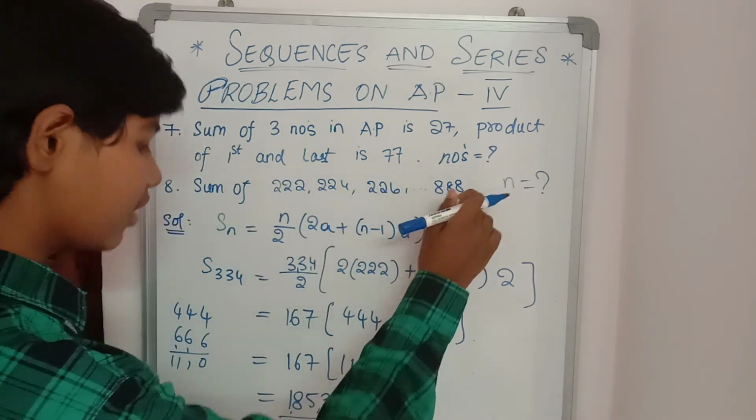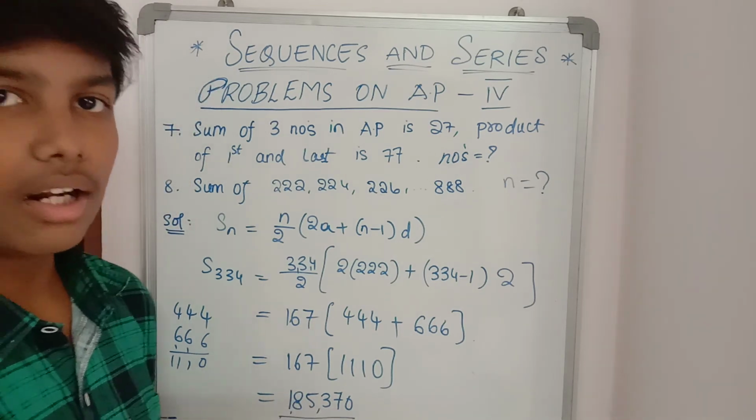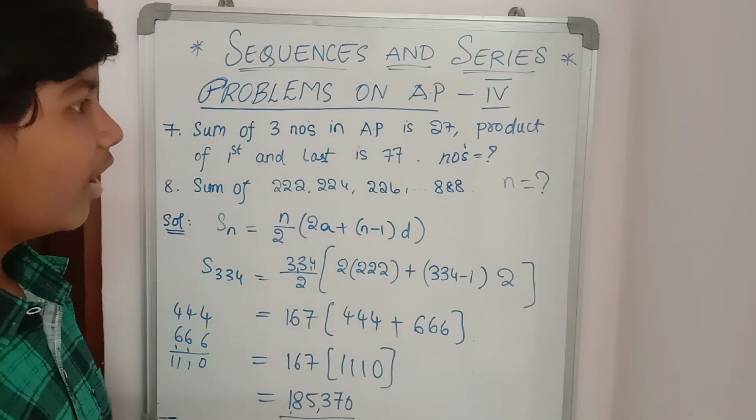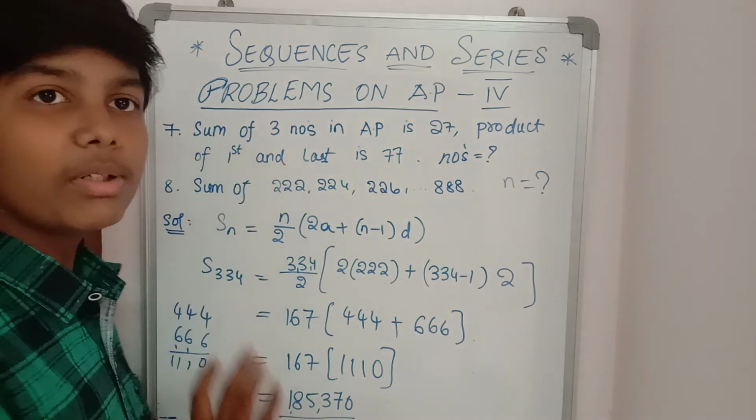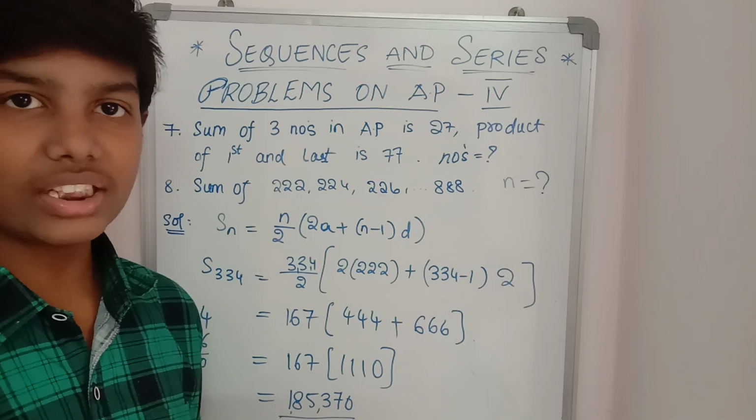So the sum of the sequence is 1,85,370. That is the answer. In this video we have discussed two problems, the 7th problem and the 8th problem, on arithmetic progression. Thank you.